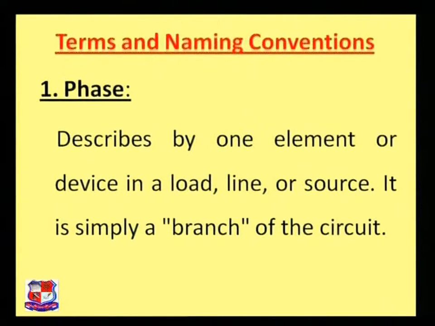First of all, let's go through some of the terminology used in star and delta connections. The first one is the phase. What is the phase? What is the line? What is the voltage and what is the current? The phase is described by one element or device in a load, line or source. It is simply a branch of the circuit. Whatever branch of your circuit, in star or delta connection, is known as a phase. The voltage across that phase is known as the phase voltage, and the current passing through that phase is known as the phase current.